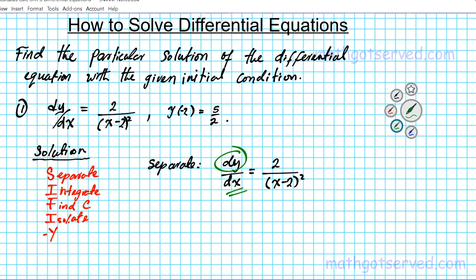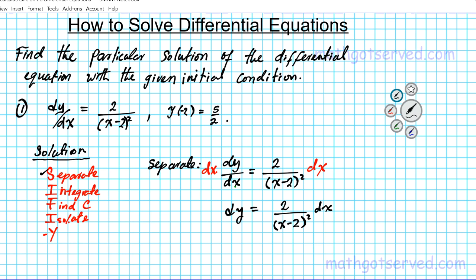In order for us to separate, all we have to do is move the dx term to the right side of the equation using the appropriate algebraic procedure. Since we're dividing by dx here, to undo that division, we'll simply multiply both sides of the equation by dx, and that will accomplish full separation. So we're going to have dy equals 2 over (x minus 2) squared dx. Now that we're done separating, we're going to proceed to integrate.